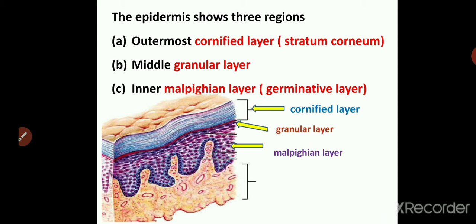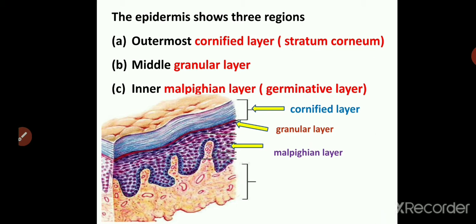The outermost cornified layer, which is also called the stratum corneum, the middle layer, which is called the granular layer, and the inner malpighian layer, which is also termed the germinative layer, as you can see them labeled in the diagrams. The outermost thick region is the cornified layer.